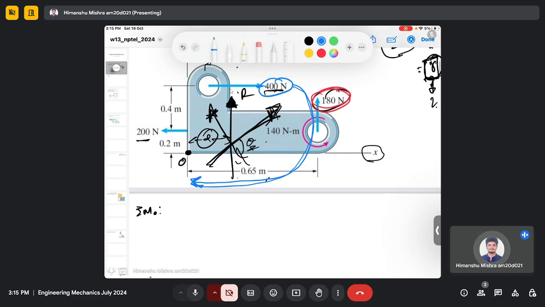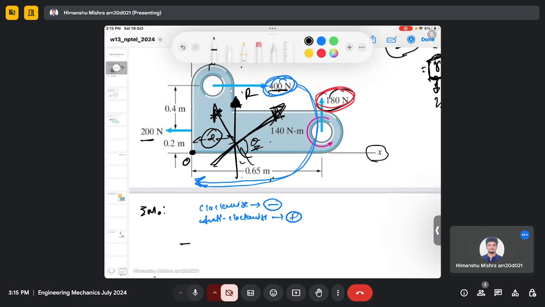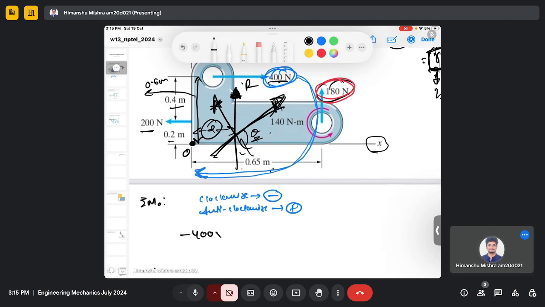So for all clockwise movement, I am denoting by minus sign, and anti-clockwise movement I am denoting by positive sign. So this 400 Newton will exhibit the clockwise movement about point O. So I will write this as minus 400 multiplied by 0.6, because the perpendicular distance from this force 400 Newton to point O is 0.6 meter, this 0.4 plus 0.2.